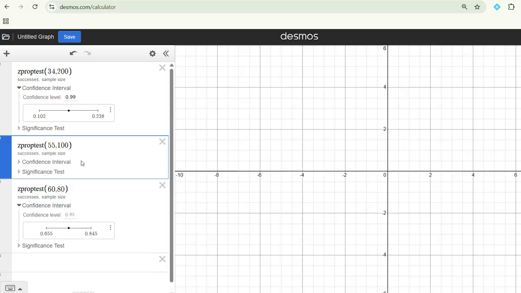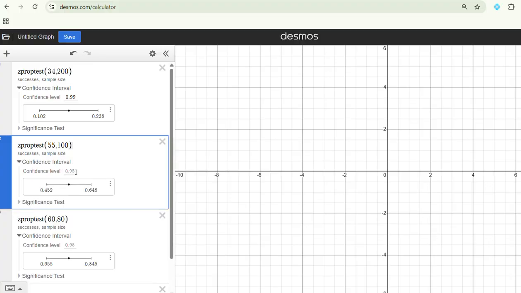We create the test, because this is the default, the 95% confidence interval. We don't have to change that. And those are the numbers we got also, as you would see in the key that I included at the end of the packet: 45.2% to 64.8% was that 95% confidence interval.